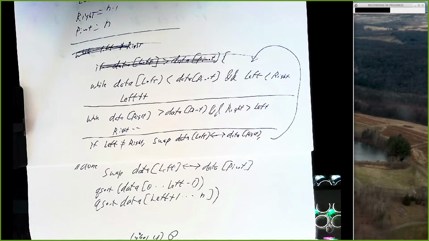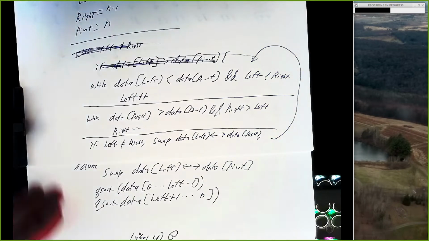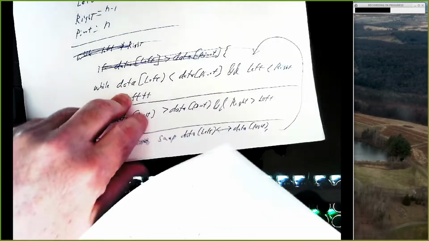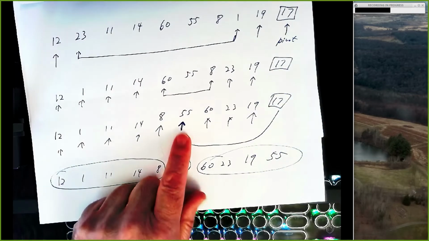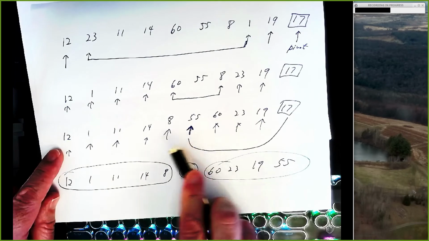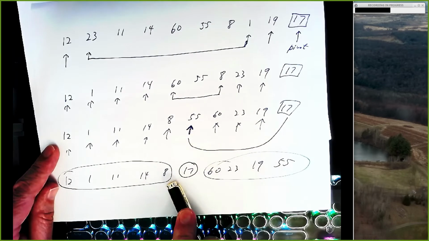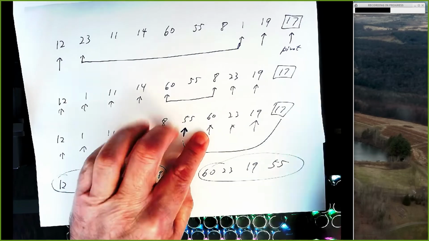Question? Yeah, I'm trying to read your handwriting. Is that qsort data 0 to left minus 1, and then qsort data left plus 1 to n? Yeah. Okay. So that's the point where our arrows have collided, and this is what left and right are both equal to. So now we quicksort from the beginning up to right before that element, and then we quicksort from right after that element to the end.